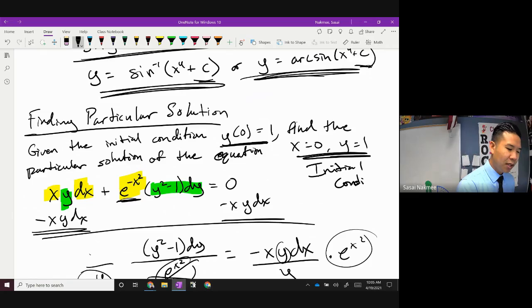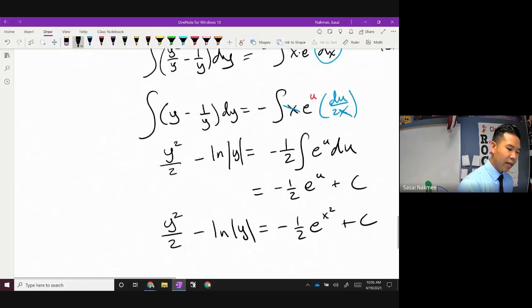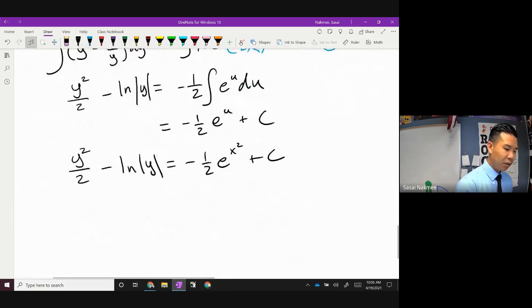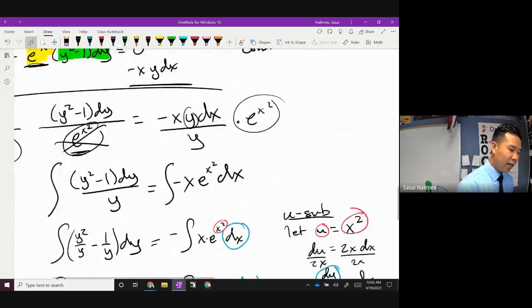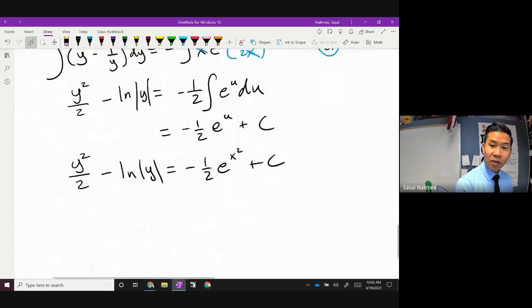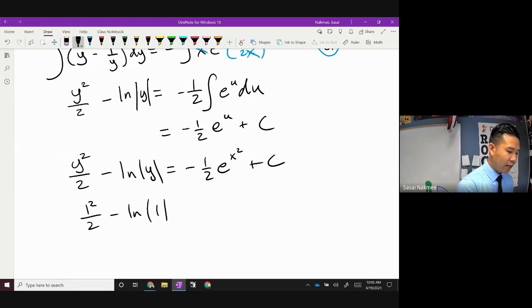With that initial condition, we're able to actually find out what c is by plugging in these values into our general solution right here. So I know that when x is equal to 0, y is equal to 1, I can just plug in those values and find out what c is, right? So wherever I have a y, I plug in 1. So this would be 1 squared over 2 minus the natural log of 1 is equal to negative 1/2 e to the 0 squared plus c.